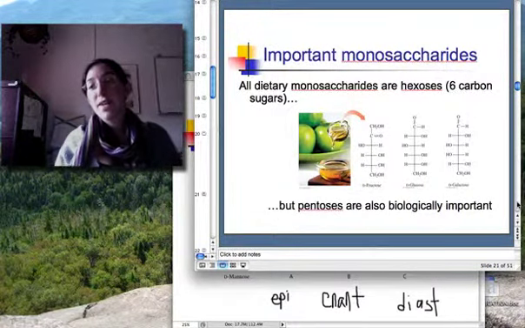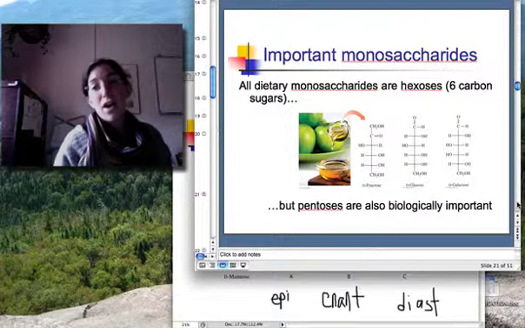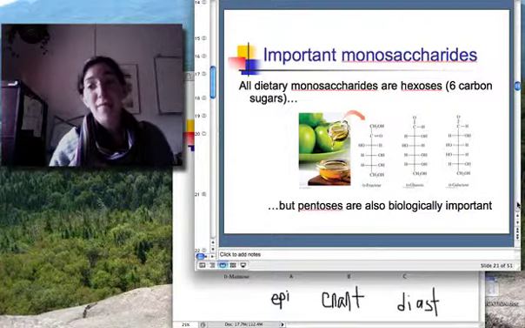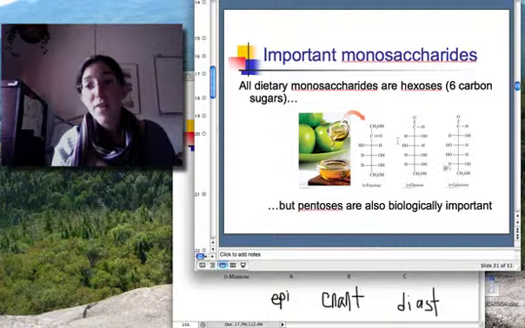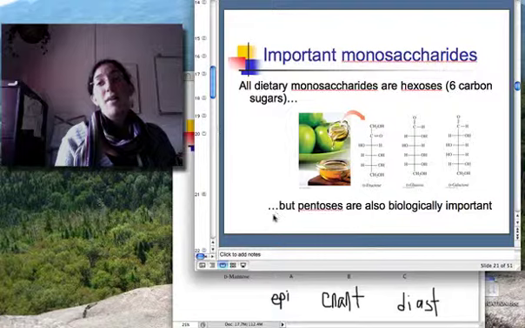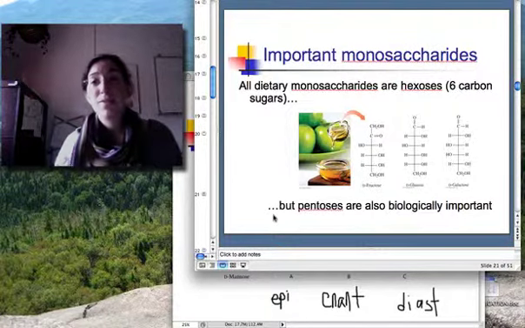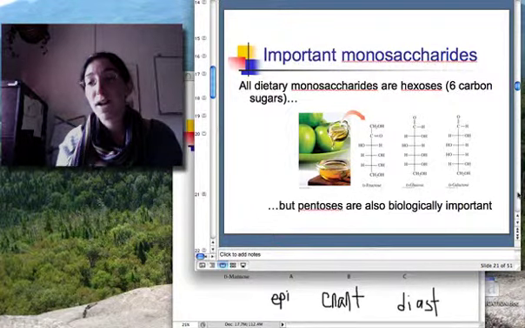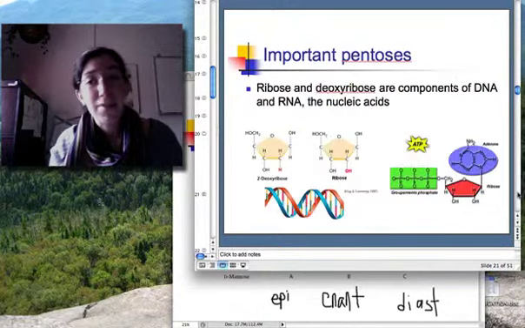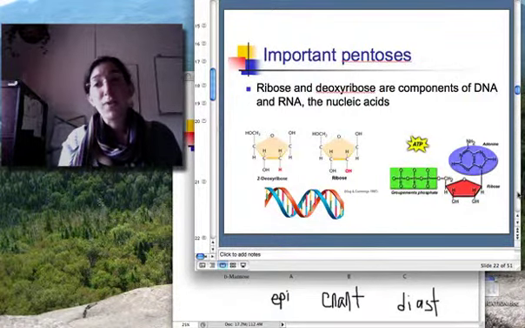So all the dietary monosaccharides are hexoses, meaning they have 6 carbons, okay? So here you have fructose, glucose, and galactose. All of them have 6 carbons. You can count them. And we aren't going to talk about pentoses really in this chapter, but pentoses, sugars that have 5 carbons, are also biologically important, but not in our diet, not for energy, but for DNA, for RNA, for our nucleic acids.